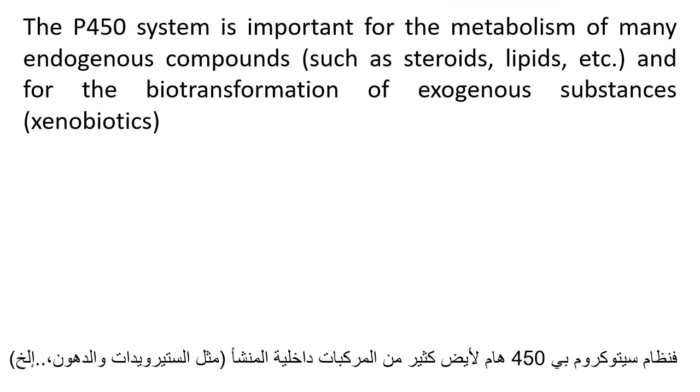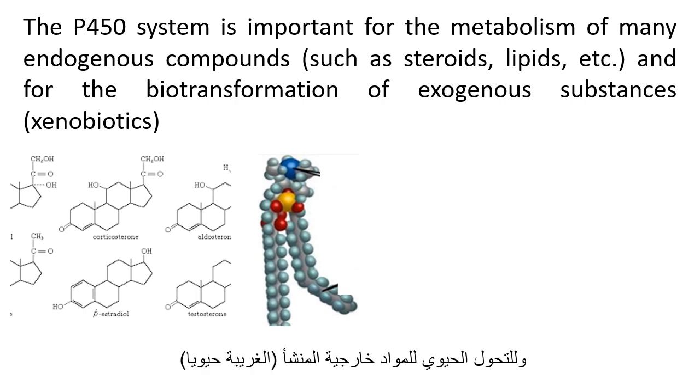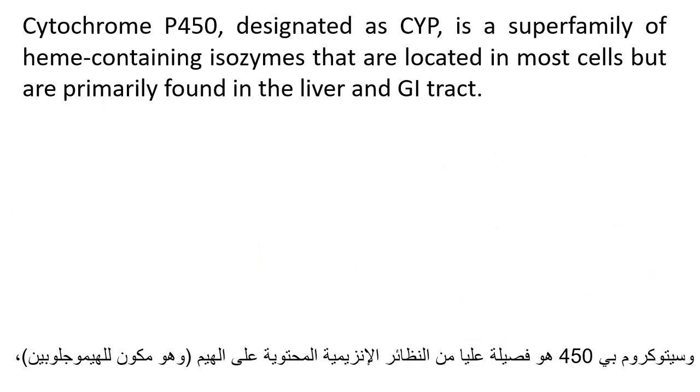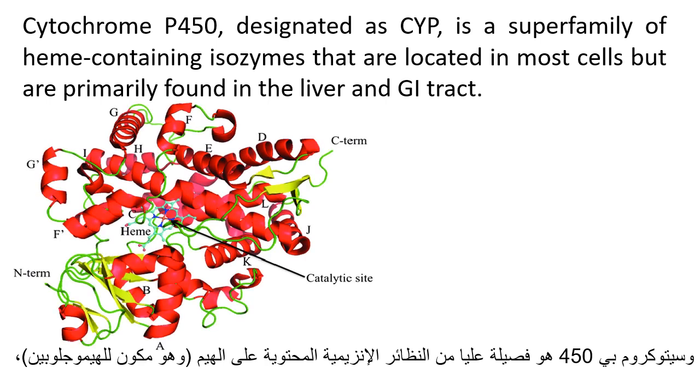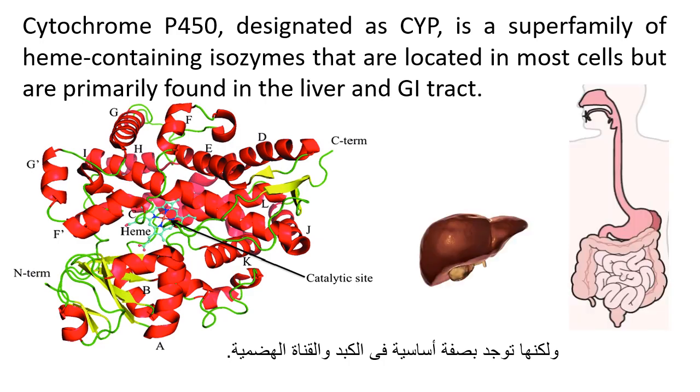The P450 system is important for the metabolism of many endogenous compounds such as steroids, lipids, etc., and for the biotransformation of exogenous substances, xenobiotics. Cytochrome P450, designated as CYP, is a superfamily of heme-containing isozymes that are located in most cells but are primarily found in the liver and GI tract.